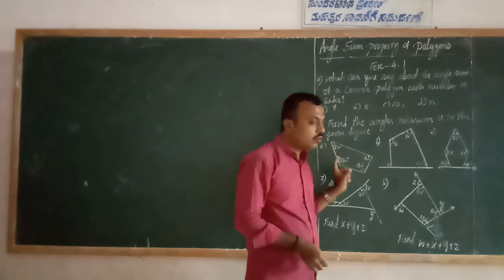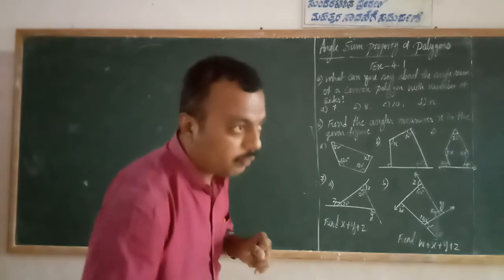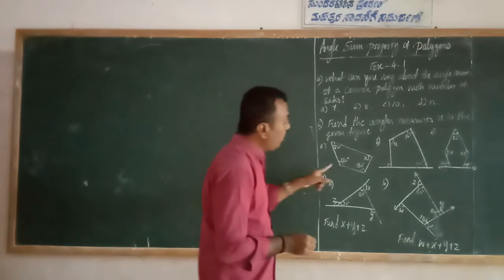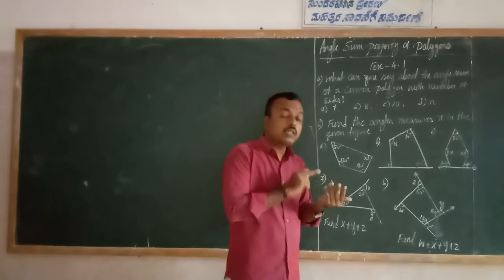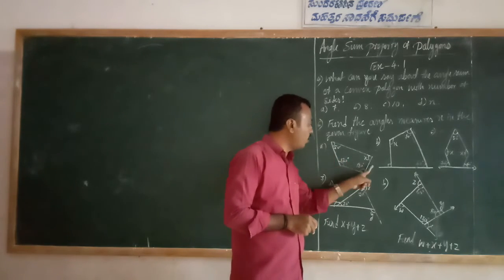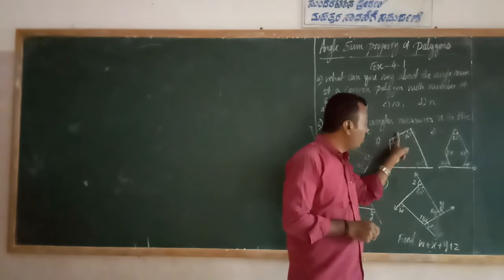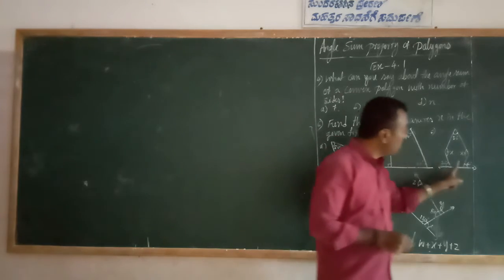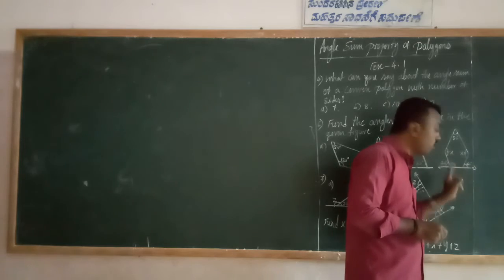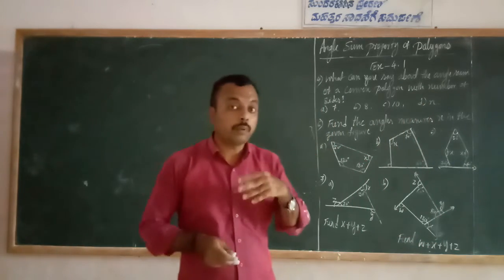In that we have to calculate the value of x in the given figure. So first of all, in the given figure, which polygons? The first one has 4 sides, therefore it is a quadrilateral. The second one, 1, 2, 3, 4, is also a quadrilateral. This one has 1, 2, 3, 4, 5 sides. What do we call a shape with 5 sides? Pentagon.